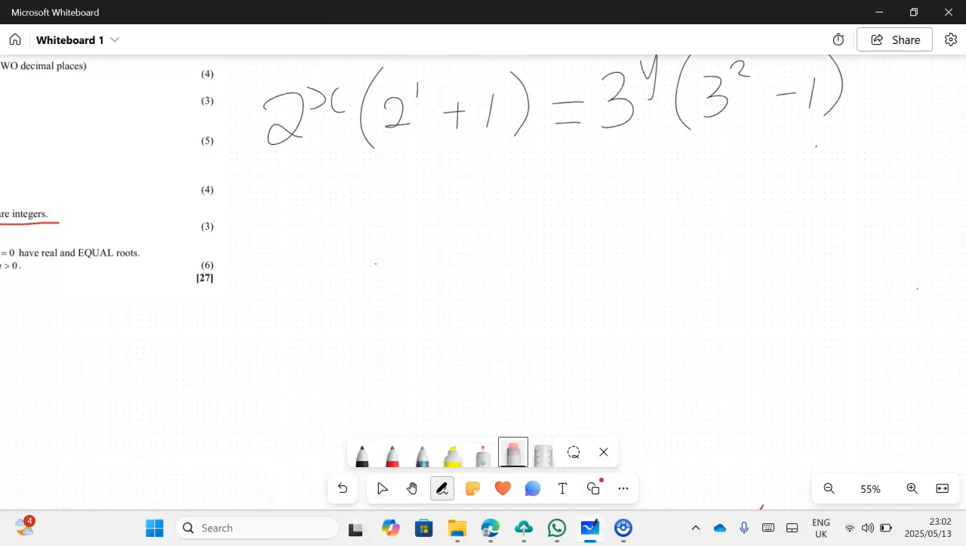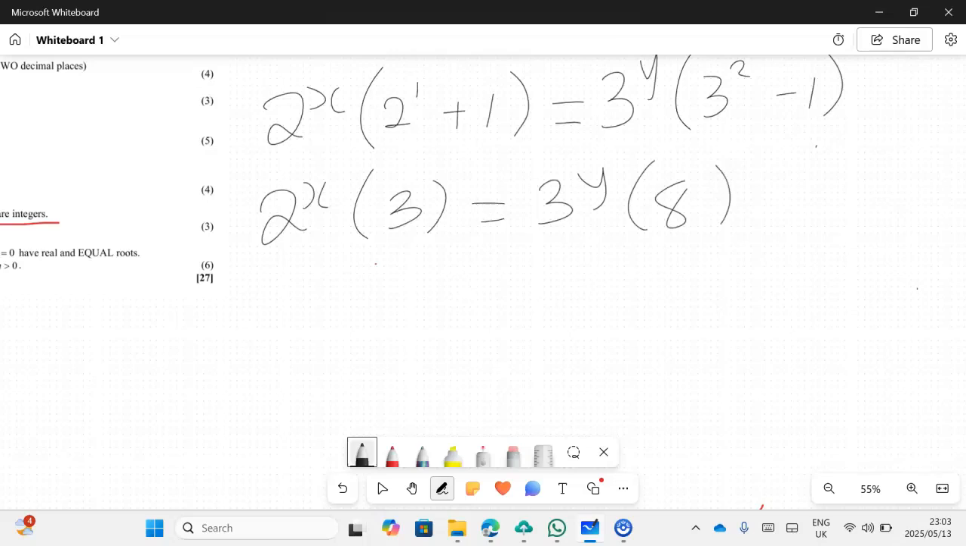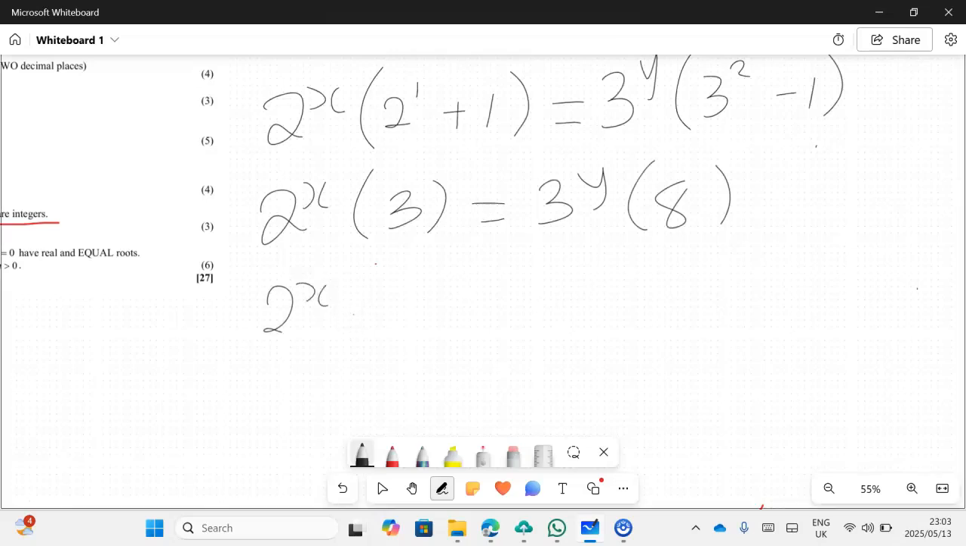Good. And then now we'll simplify inside the bracket. When you simplify inside the bracket, we'll have 2^x, then 2 to the power of 1, which is 2, plus 1, will actually give us 3. And then we have 3^y this side, and 3 to the power of 2 is 9, minus 1 will actually give us 8. So I see that I have 2^x multiplied by 3. Let me keep it that way.